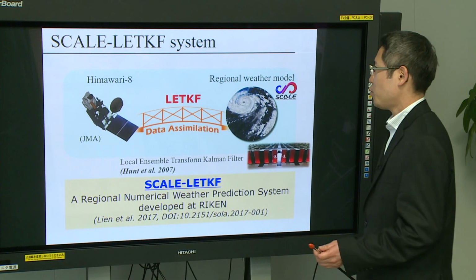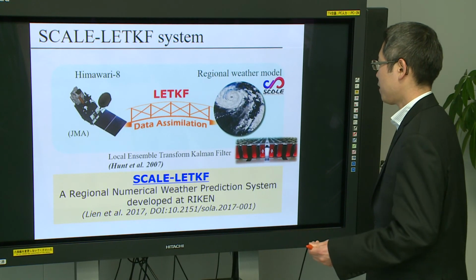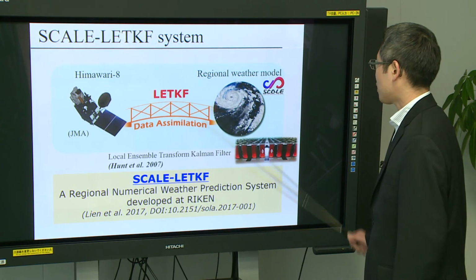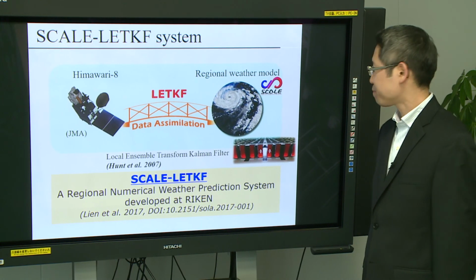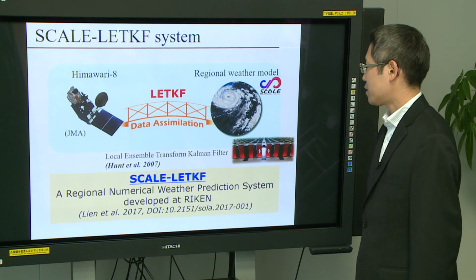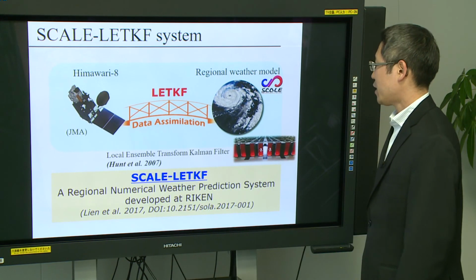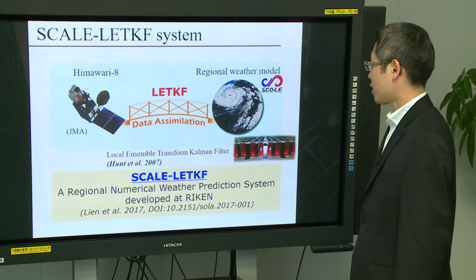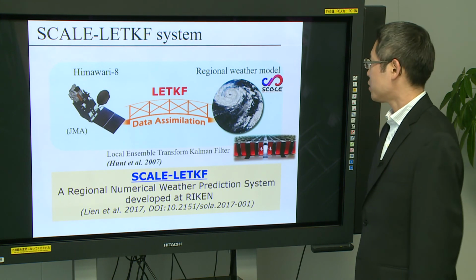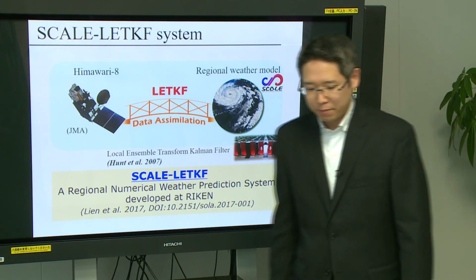So data assimilation combines these two different approaches and uses both as a source of information. In this study, we use this SCALE-LETKF system that we developed at RIKEN. That's a regional numerical weather prediction system based on the regional weather model known as SCALE. And LETKF represents the local ensemble transform Kalman filter, originally developed at the University of Maryland. We apply this ensemble Kalman filter method to the SCALE model and try to assimilate the Himawari 8 big data.